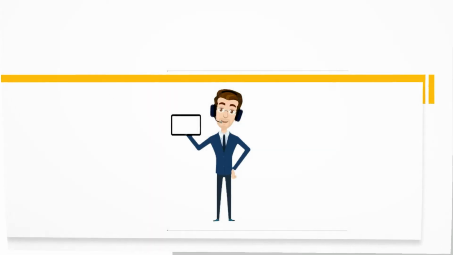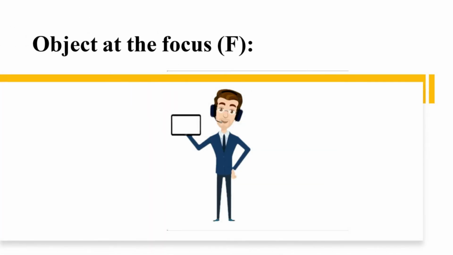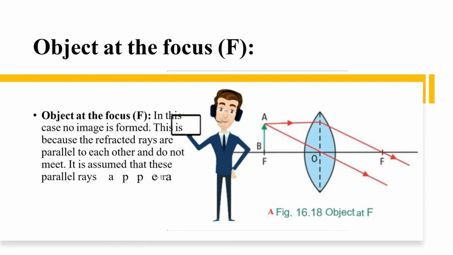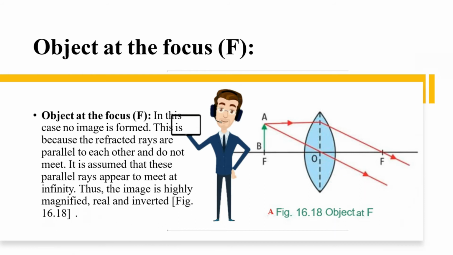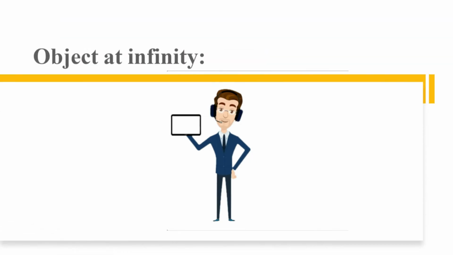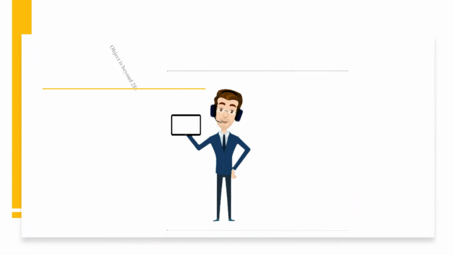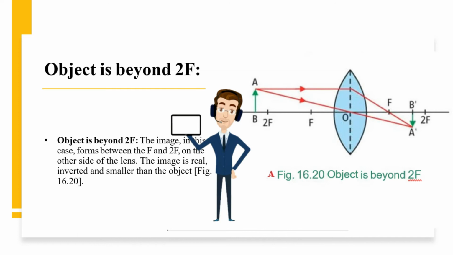Object at the focus, f. In this case no image is formed. This is because the refracted rays are parallel to each other and do not meet. It is assumed that these parallel rays appear to meet at infinity. Thus, the image is highly magnified, real and inverted, figure 16.18.